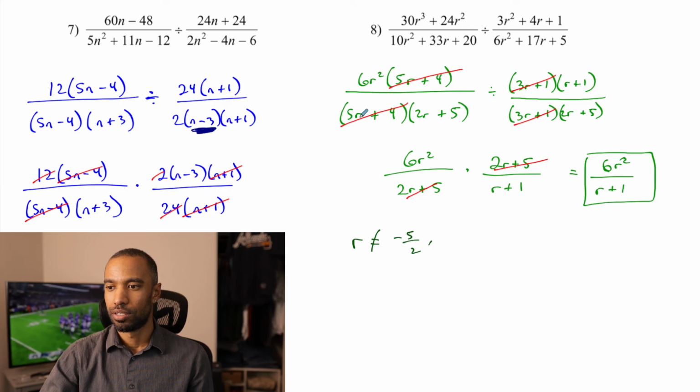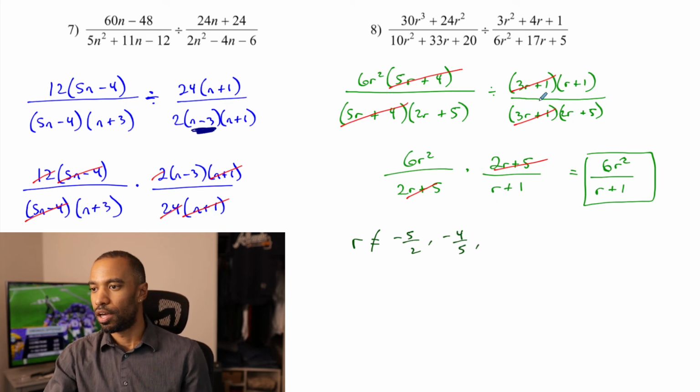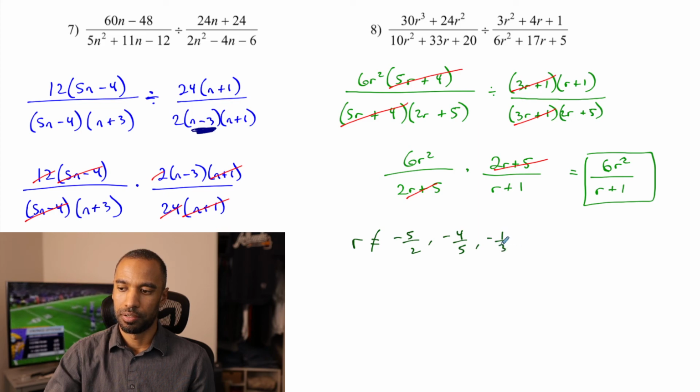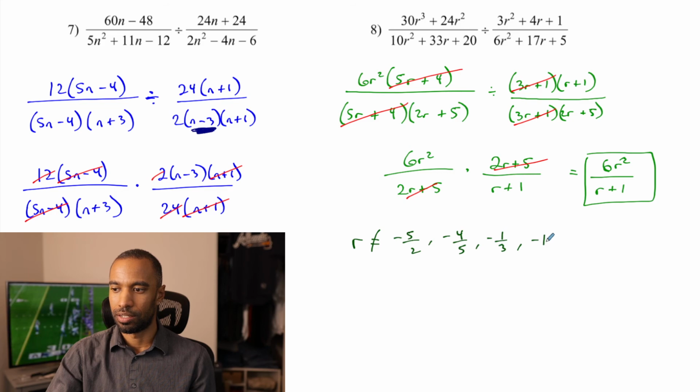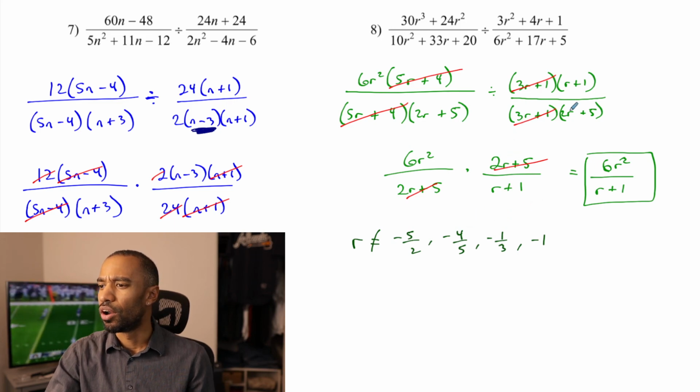5r plus 4 is an issue. Subtract 4, divide by 5. R couldn't equal negative 4/5. 3r plus 1 is an issue. Subtract 1, divide by 3. R couldn't equal negative 1/3. And r can't equal -1. Now, r can equal 0. There's no problem with plugging in 0 into here. I can divide 0 by something. That's all good.